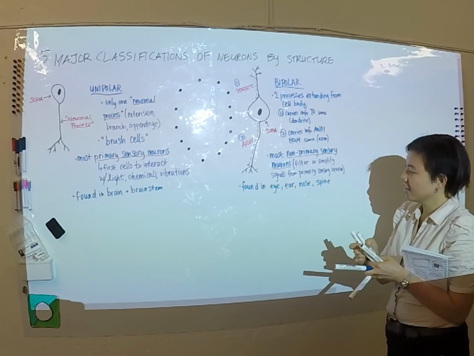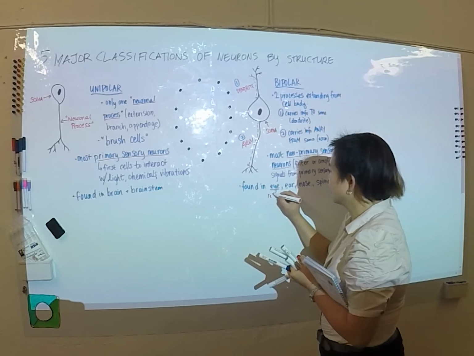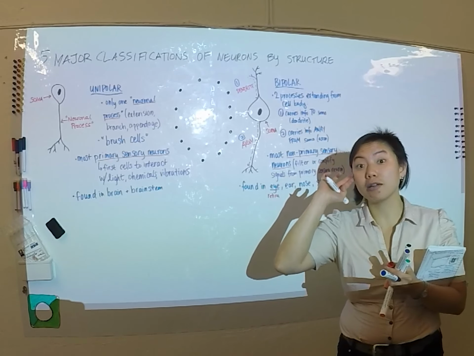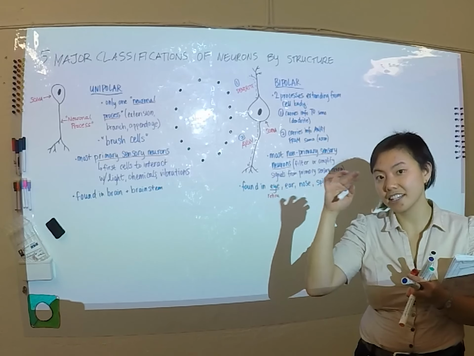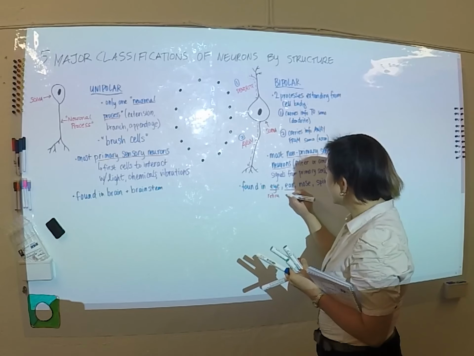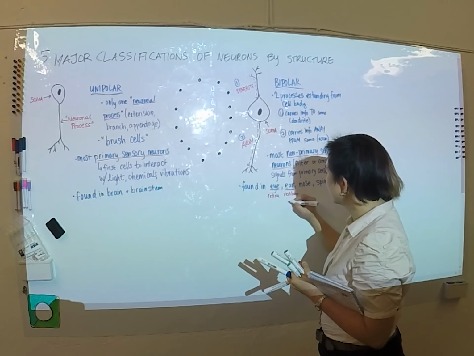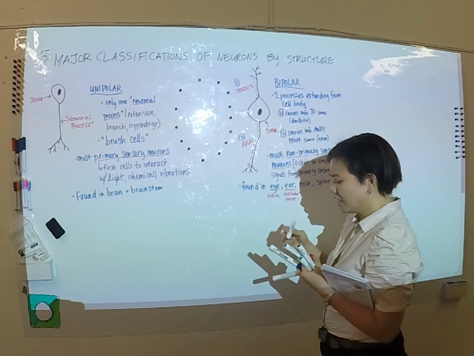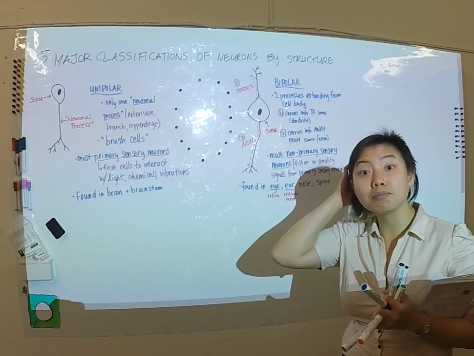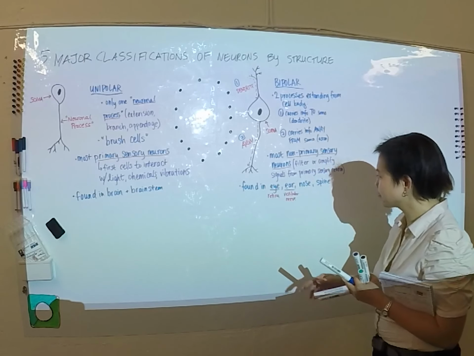Okay? In the eye, they're in the retina. And the retina is the very back of your eyeball, which is collecting light and allowing you to see. Okay? In the ear, they're in your vestibular nerve. And the vestibular nerve is a really important nerve when it comes to your balance. Okay? So it helps you keep your balance.